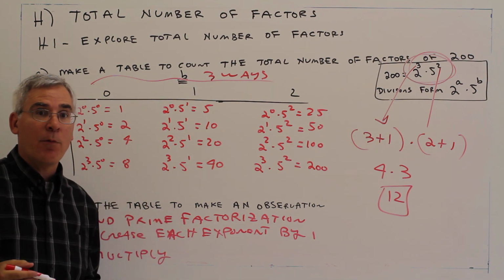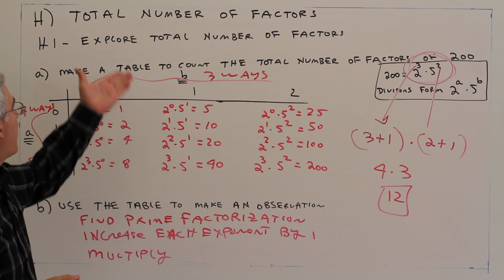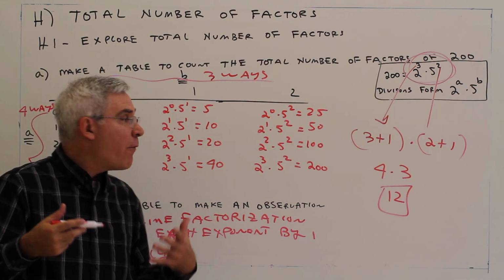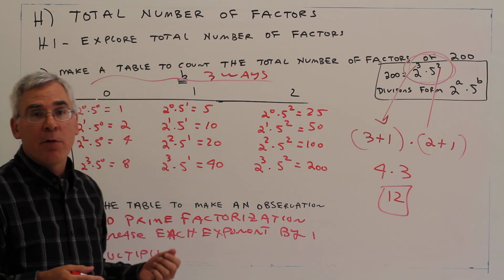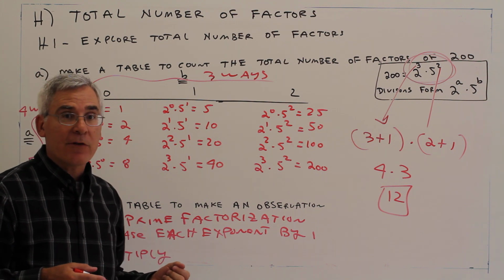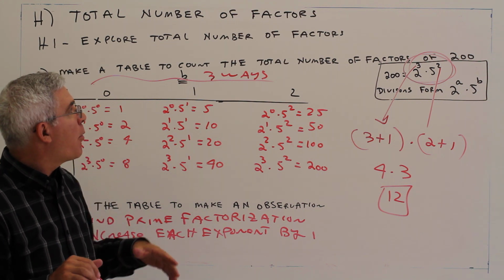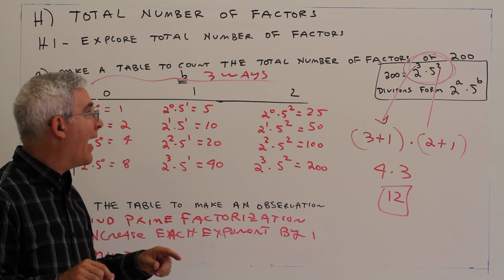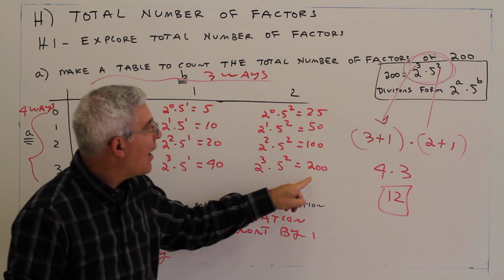And in the next video we'll apply this. So there you go, that's where the formula comes from for determining the total number of factors. And just a reminder, when we say total number of factors, we're including the factor of 1 and the number itself.